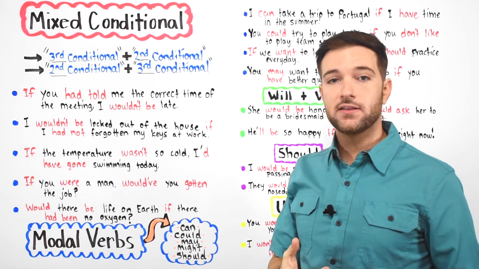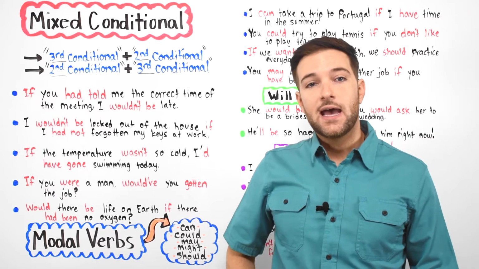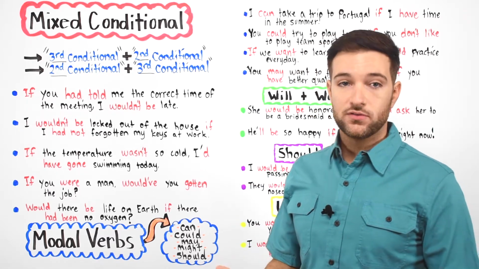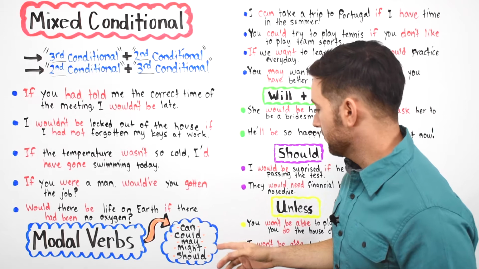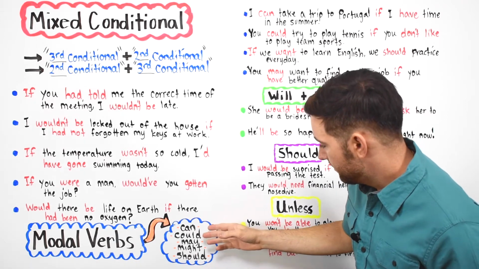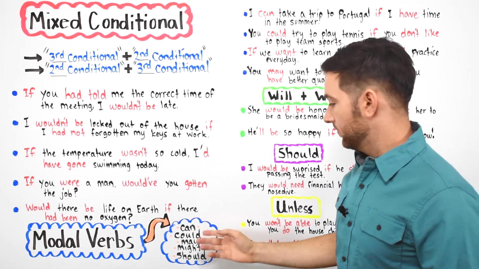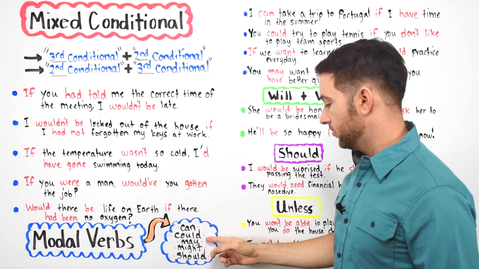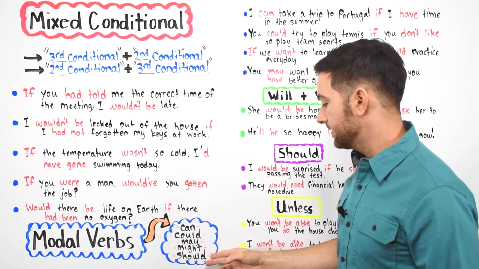Okay, let's go ahead and look at some examples, and then afterwards we'll look at some of the modal verbs, such as, I think I've written them here. The modal verbs are, and we've learned these, can, could, may, might, and should.